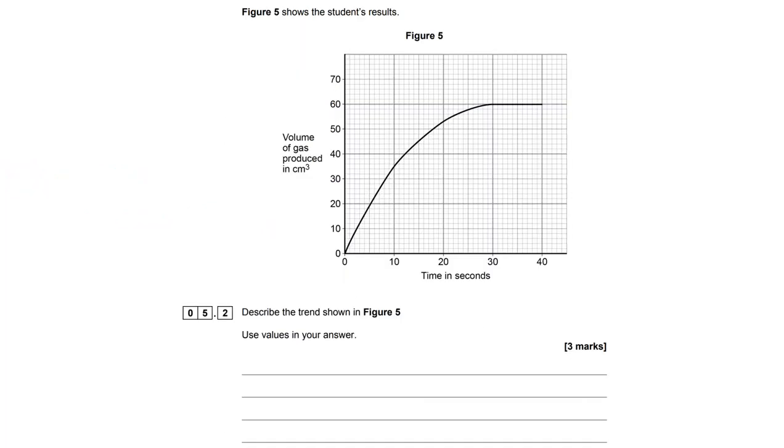On to 5.2, you're being asked to describe the trend in this graph, which is a common question, but you're being expected to use values in your answer. So you can't simply say the rate decreases over time until it stops. So let's have a look at how we can get 3 marks.